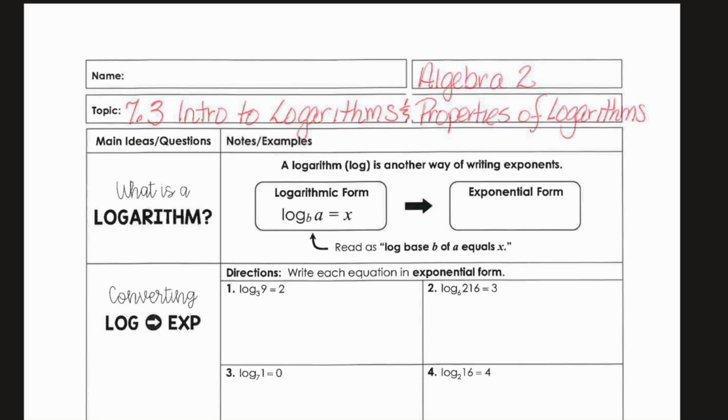Welcome everybody to Algebra 2, Section 7.3, Intro to Logarithms and Properties of Logarithms. So first of all, what is a logarithm? A logarithm, often abbreviated to just log, is another way of writing exponents.